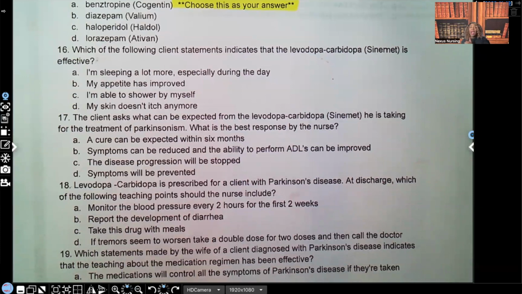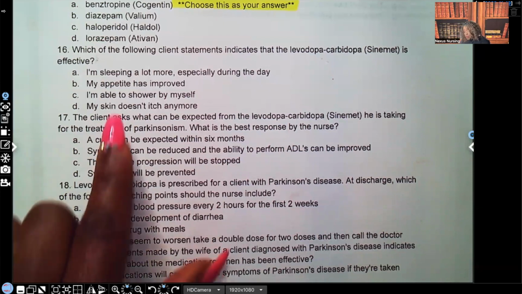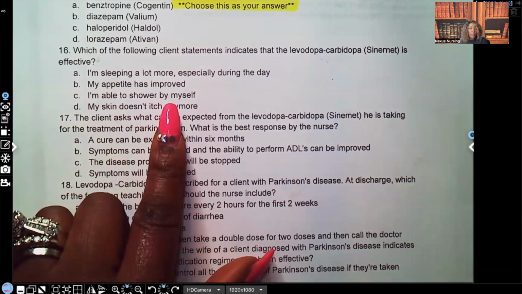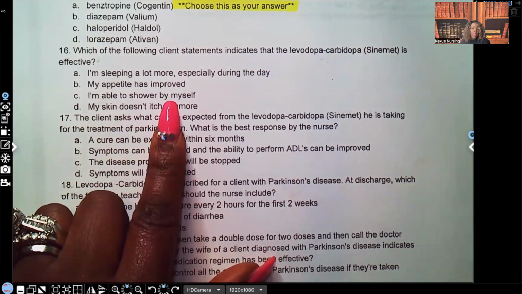So what happens is the patients develop these symptoms, TRAP, T-R-A-P. They have tremors, they have rigidity, they have akinesia, and they have postural instability. They're at big risk for falls. And they get to the point where it will be very difficult for them to do ADL self-care. Right here, I'm able to shower by myself, self-care, ADLs. That's how we know the medication is effective. The patient's able to do things for themselves.